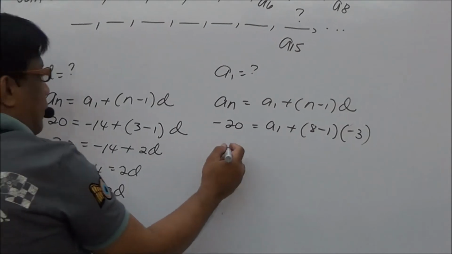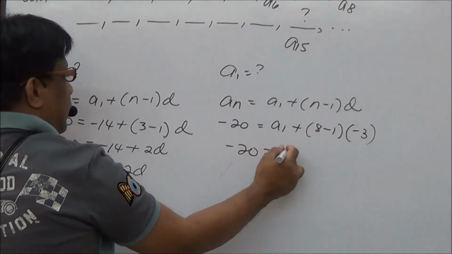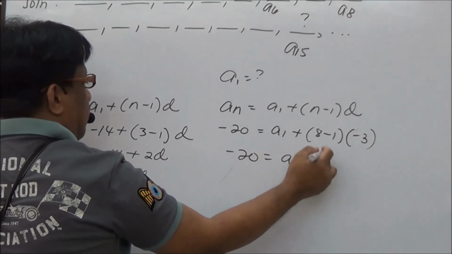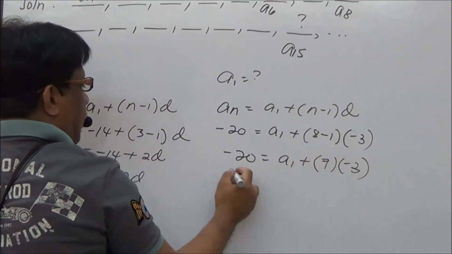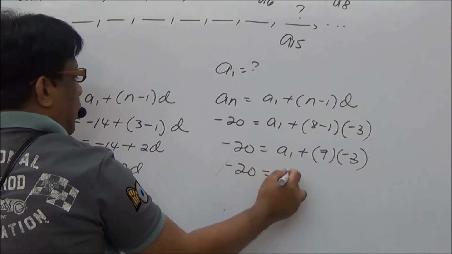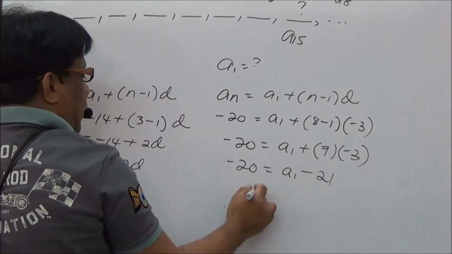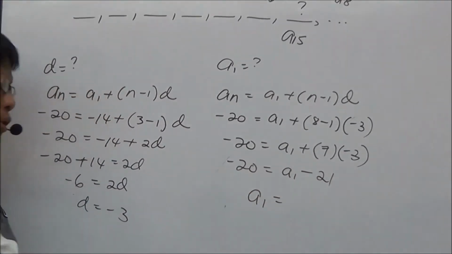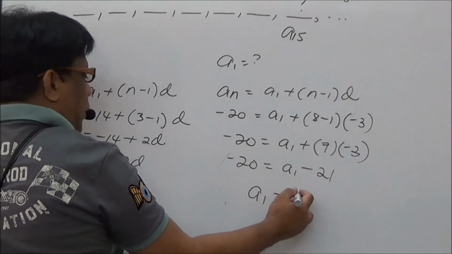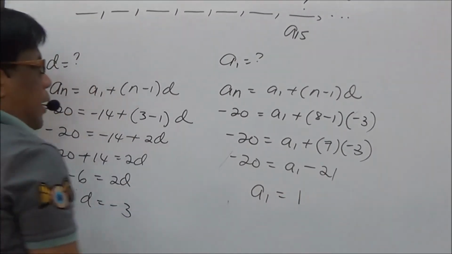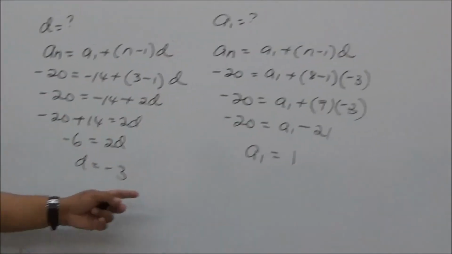So that we have now negative 20 equals a1 plus 8 minus 1 is 7 times negative 3. Where we have now negative 20 equals a1 minus 21. And a1 now equals, you transpose negative 21 to the other side, it's now positive 21. So you have here now 1. a1 is equal to 1.